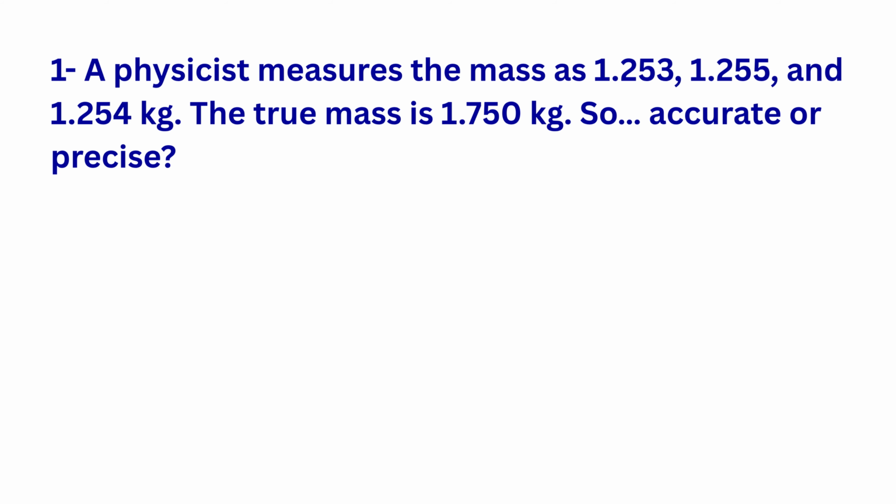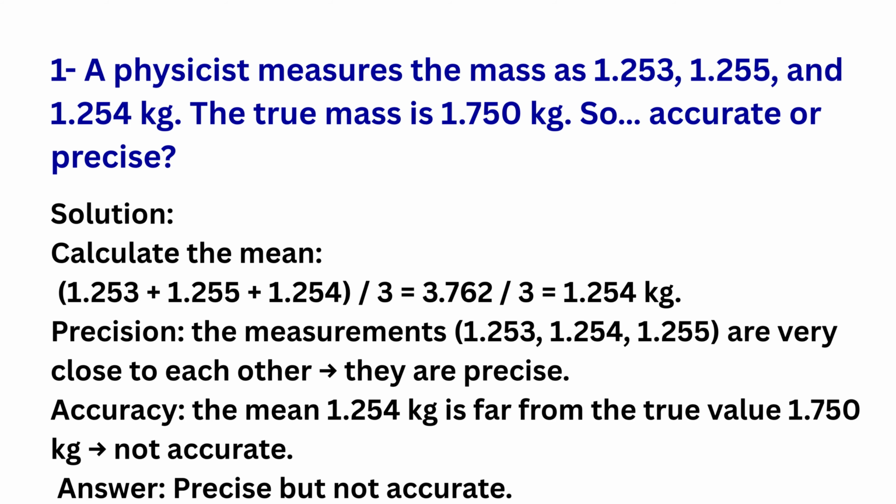Let's dive right in. First question. A physicist measures the mass of an object 3 times: 1.253, 1.255, and 1.254 kilograms. The true mass is 1.750 kilograms. These measurements are precise because they're very close to each other, but they're not accurate since they're far from the true value. So the conclusion is precise but not accurate.